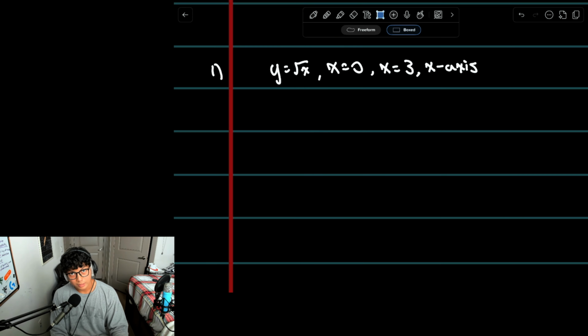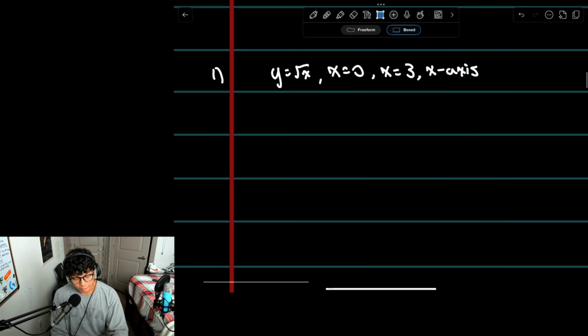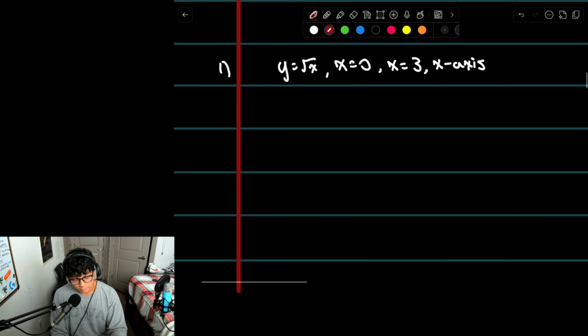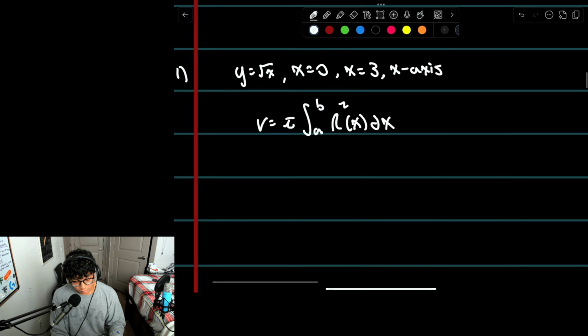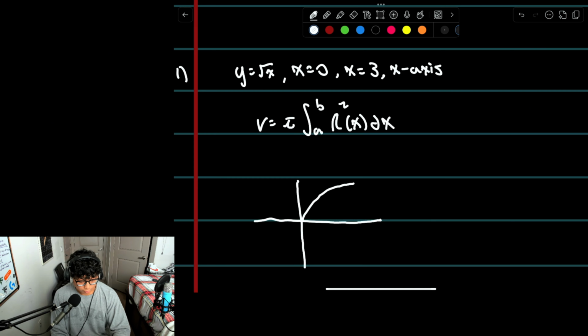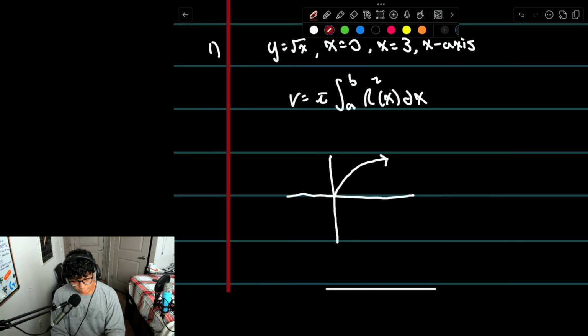Our first problem is to find the volume of a region bounded by y equals the square root of x, y equals 0, x equals 3, and revolved around the x-axis. And since we know it's rotated about the x-axis, we know our formula will be the volume equals pi times the integration from a to b of our radius of x squared dx. And in this case, let's draw a graph first. We know that y equals the square root of x, the graph looks like that, and we are bounded by x equals 0. And let's say 1, 2, 3, this is x equals 3, and these are our bounds. And this is the area we are looking for.